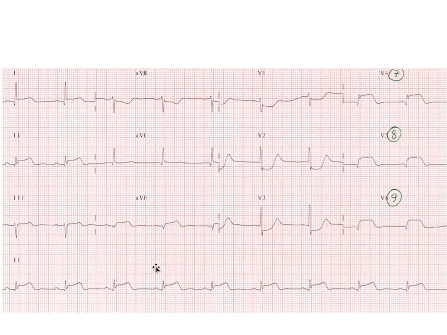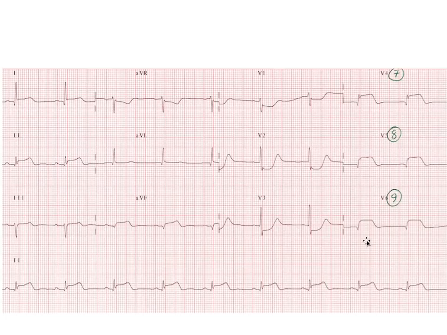So here's another posterior MI. Remember we have our ST elevation looks like in 1, 2, and then we have depression in V1, V2, V3. And then they actually went around and they swapped. They put the V4, V5, and V6 on the back of this patient. So V1 is the front version of V7. V2 is the front version of V8, and V3 is the front version of V9.